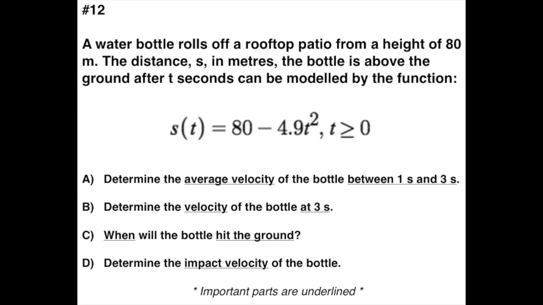Parts A through D of question 12 read, A. Determine the average velocity of the bottle between 1 second and 3 seconds. B. Determine the velocity of the bottle at 3 seconds. C. When will the bottle hit the ground? And D. Determine the impact velocity of the bottle.